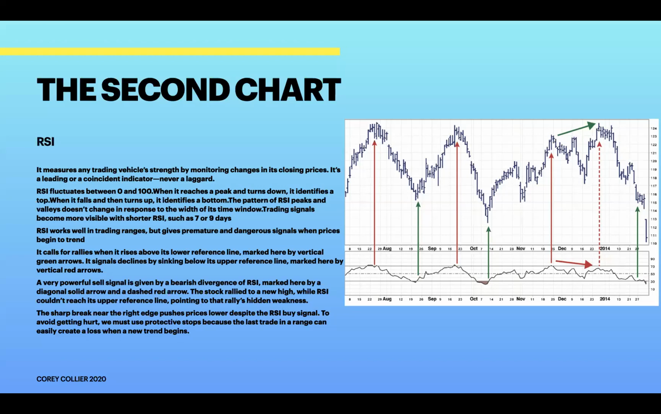So it calls for rallies when it rises above its lower reference line, which is marked by the 30, at the green arrows. So on the chart to the right, you see those green arrows. On the RSI, which is that indicator below, you see where it created a valley or a low, right? On that 30 line. That coincides with the valley or a low on the price chart.